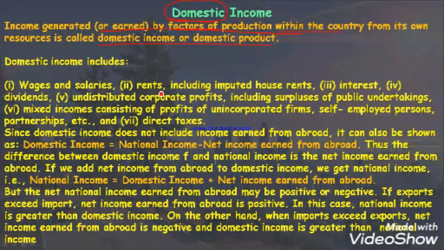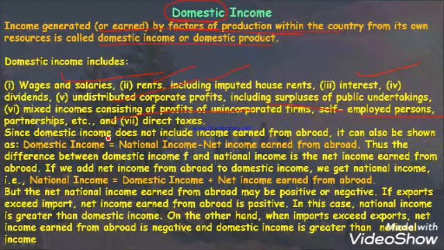There are some technical issues that I am solving now. Now let's talk about what domestic income includes: wages and salaries, rents including imputed house rents, interest, dividends, undistributed corporate profit, which is retained in the company, surplus of public undertakings, and mixed income consisting of profits of self-employed persons and partnerships, direct taxes.